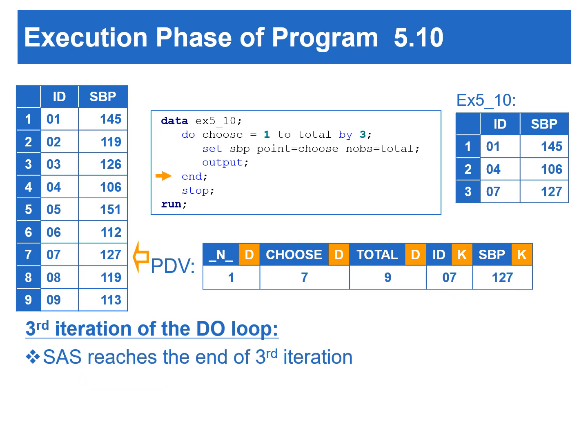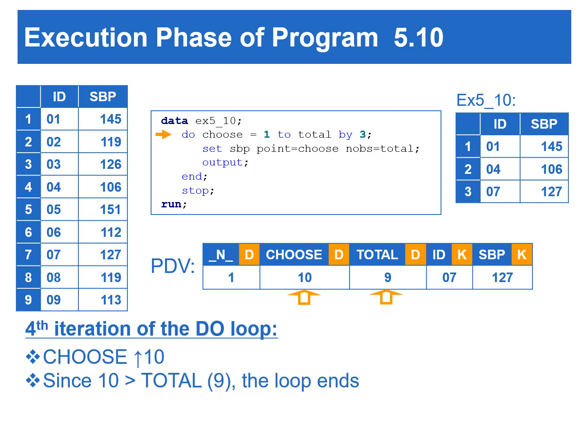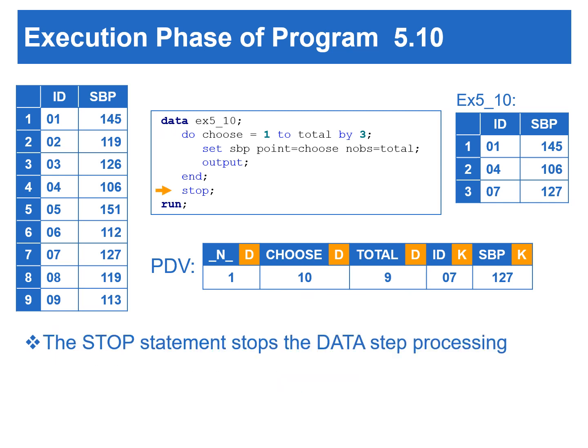SAS reaches the end of the third iteration. At the beginning of the fourth iteration, choose is incremented to 10. Since 10 is greater than 9, the loop stops. The stop statement stops the data step execution.